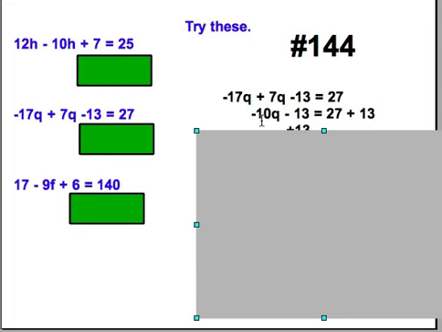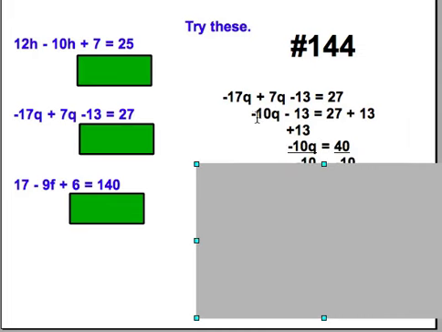I'm not working with my variable term, I'm working with the constant, and because I have minus 13, I now need to add 13 on both sides. So minus 13 plus 13 cancels out, and I have 27 plus 13 on the right side of the equation. I didn't use negative 10q, so that gets brought down, equals 27 plus 13 is 40.